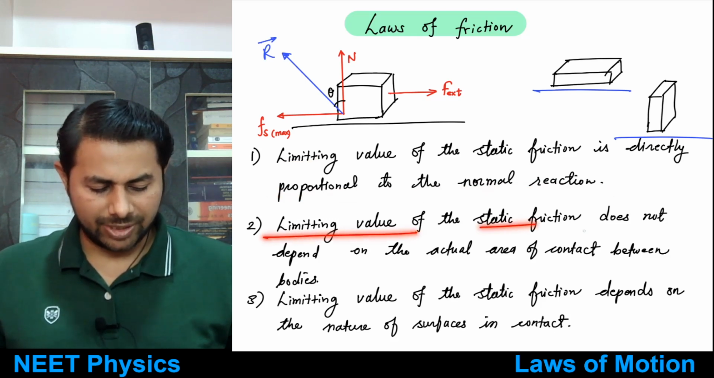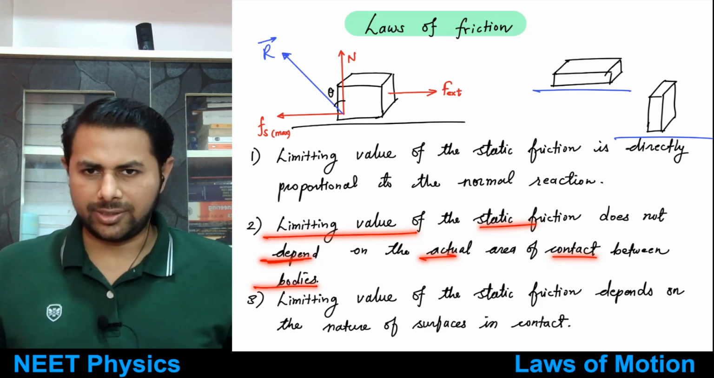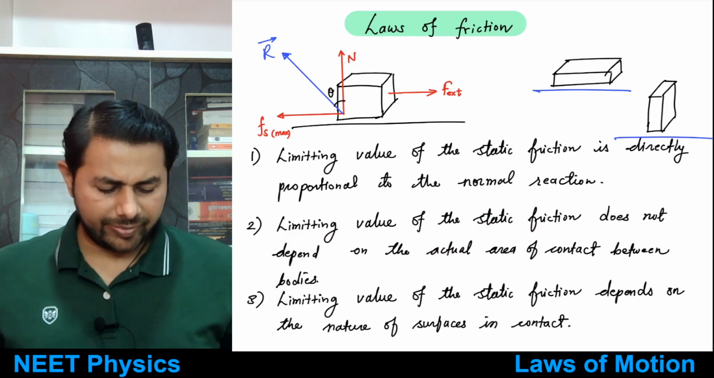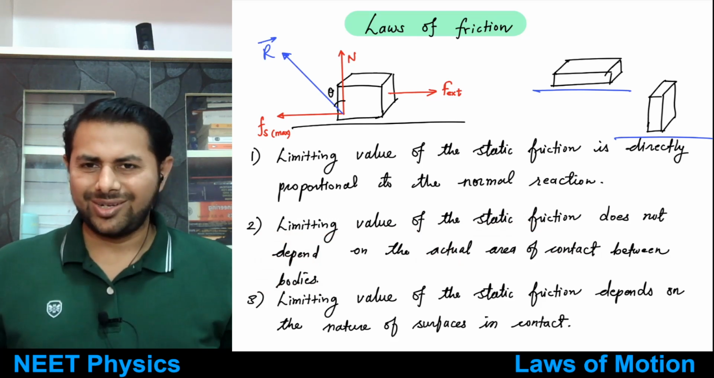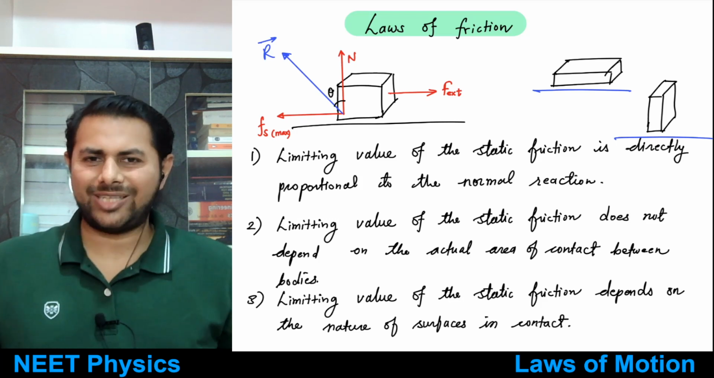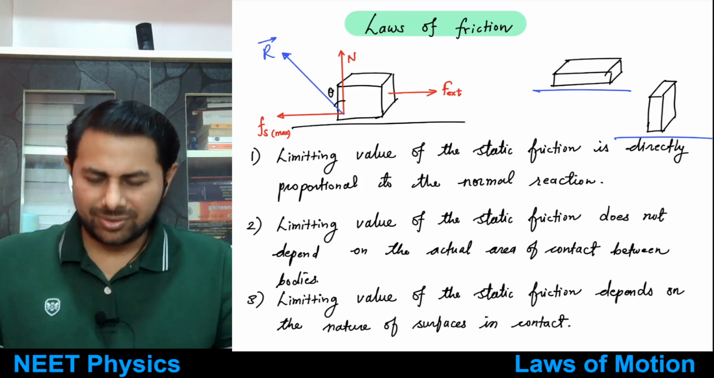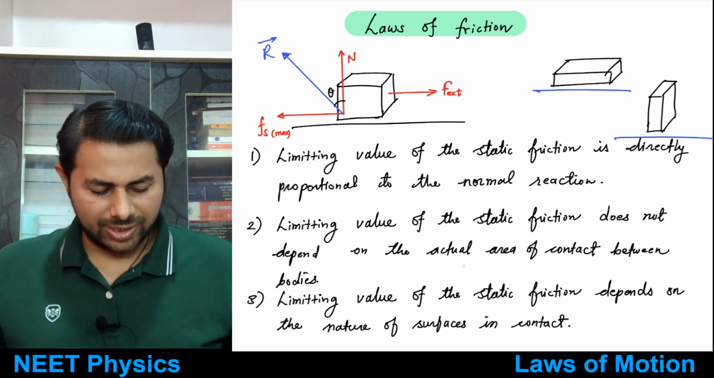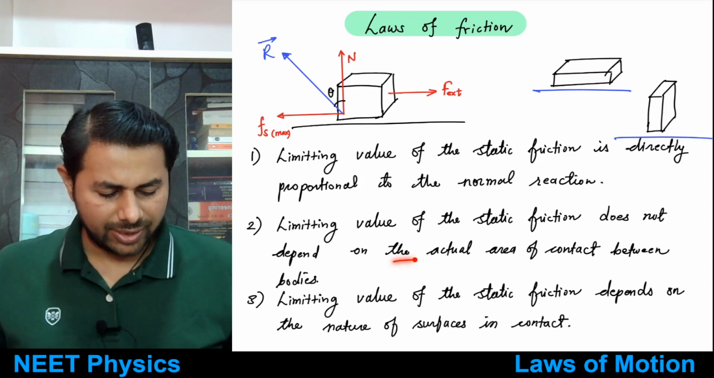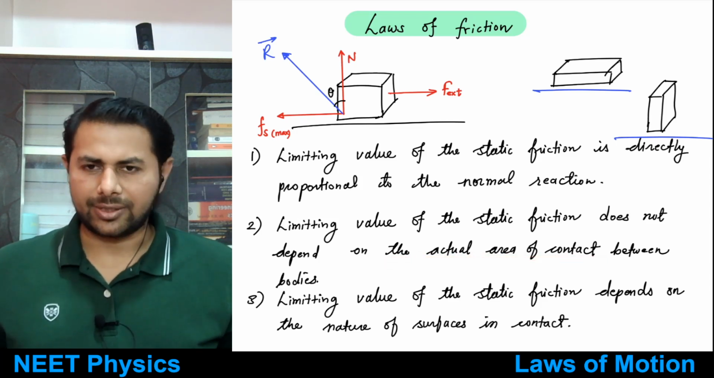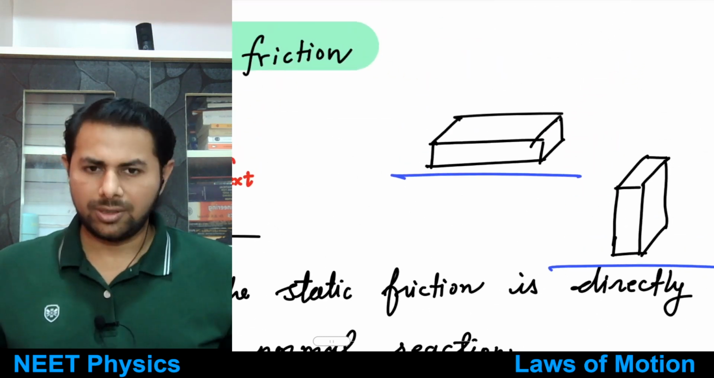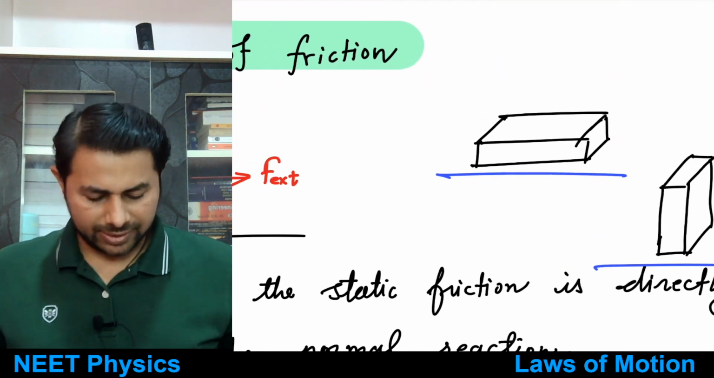Limiting value of static friction does not depend on the actual area of contact between two bodies. This is a little bit counterintuitive, not what we expect. We would expect that if there is more area of contact, then friction would be more. But friction does not depend on the actual area of contact. So let's take these two examples.